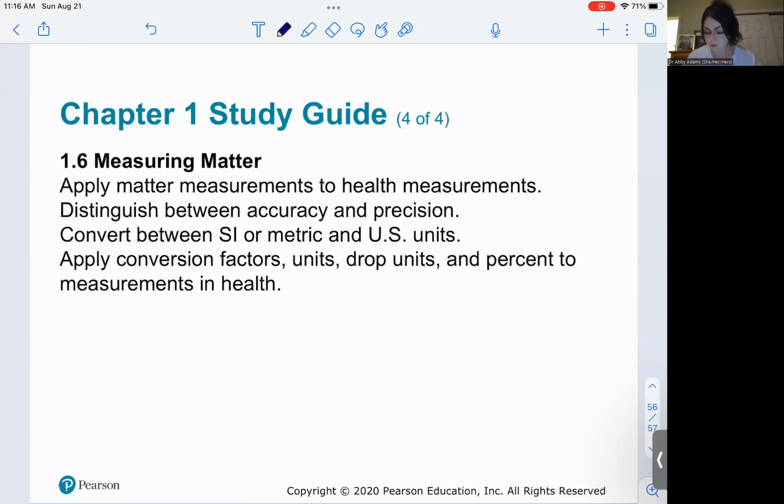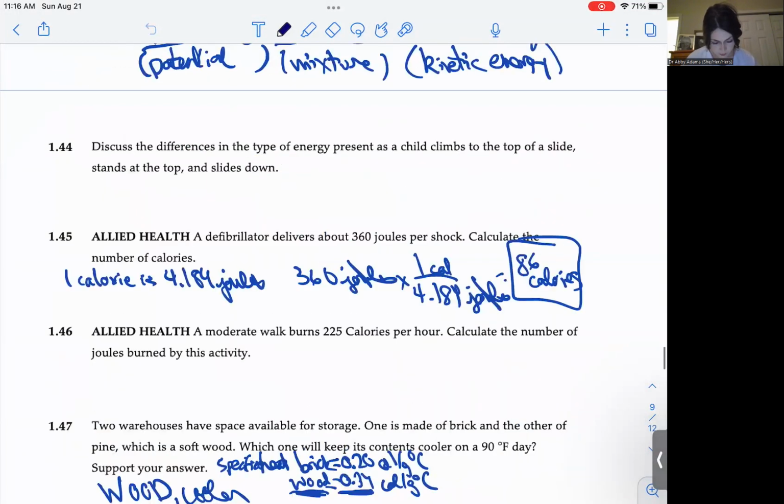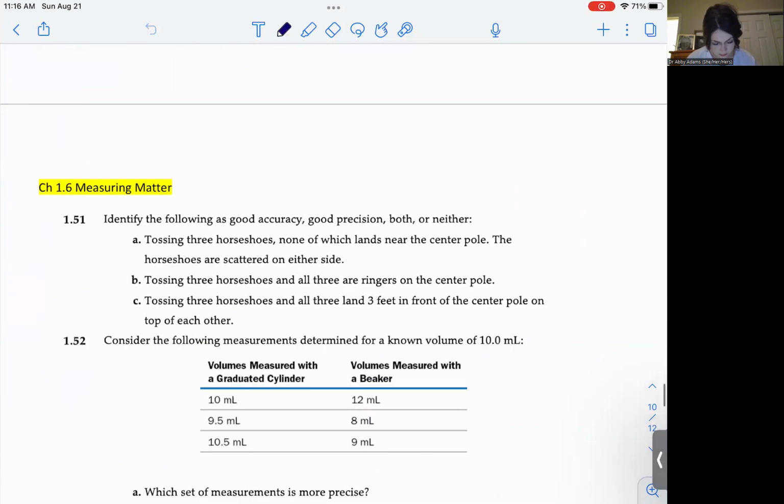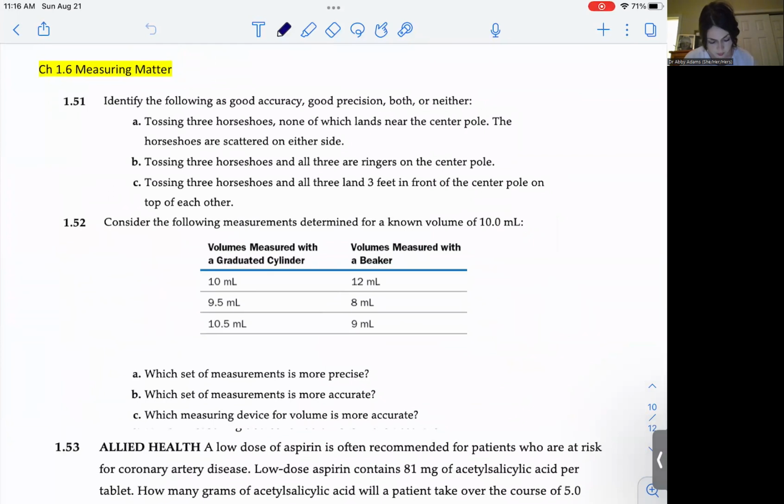All right, let me pull up these problems for you. We are on chapter 1.6, and we're going to work the odd problems. Identify the following as good accuracy, good precision, both, or neither. A, tossing 3 horseshoes, none of which lands on the center pole. You have your horseshoe pole here, and the horseshoes are scattered on either side. They're not next to each other, so they're all over the place. Is this accurate, precise, both, or neither? Well, that's neither.